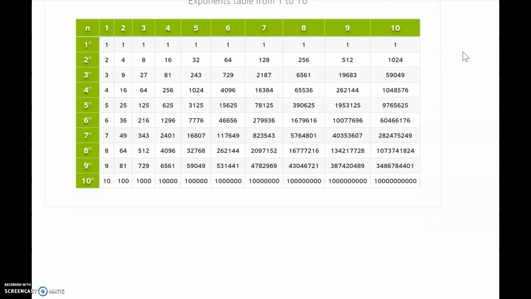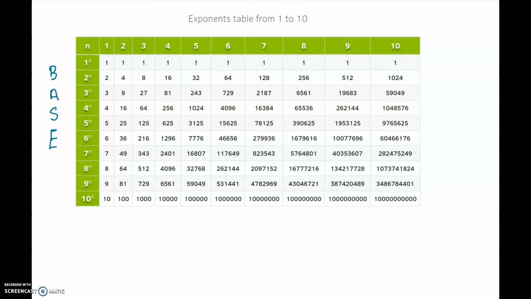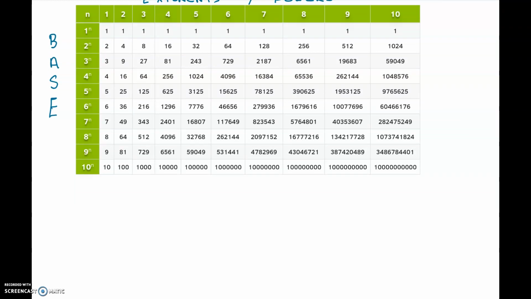This gives us a quick table for writing down the value of exponents of numbers. The way you read it is that down the left hand side, you have the base, and along the top you have the exponents or the powers. So how does this work?